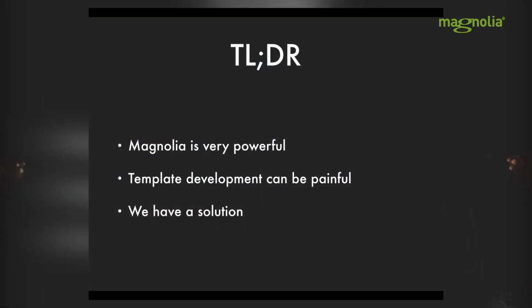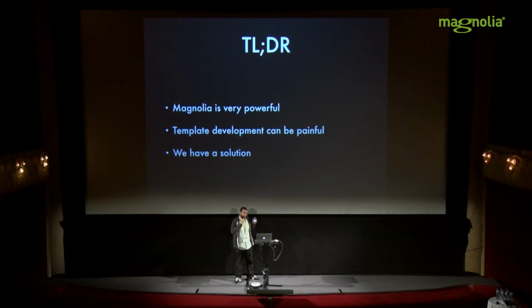So here is the shortest version of my presentation. We all know Magnolia is very powerful, but it can be painful at times, especially for a front-end developer whose main purpose is to build templates and configure them. And we have a solution that would empower the front-end developer to be treated as a first-class citizen with Magnolia, without compromise on the tools that a front-end developer usually uses. I'll talk about the solution, and I will do a live demo of the solution.